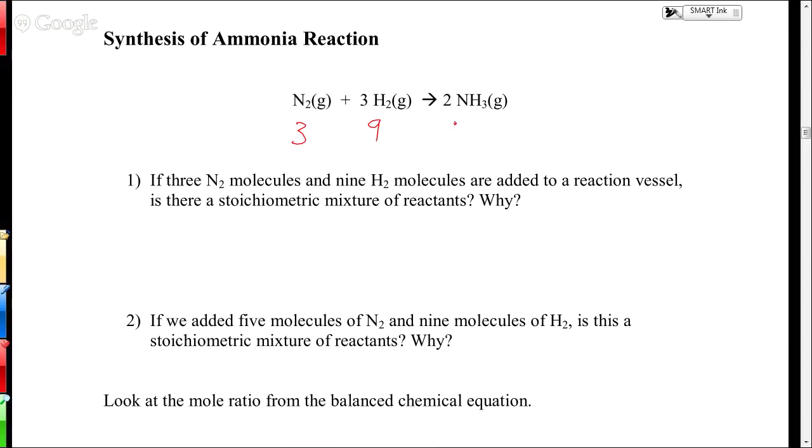6. So those are reacting in the same ratio. We need 3 times as many hydrogen molecules as nitrogen molecules. So if we had 3 of these, we had 9 of these, that's still nothing left over, and we make 6 of these. We call that a stoichiometric mixture of reactants. So that's where that word comes in again. A stoichiometric mixture means nothing left over.